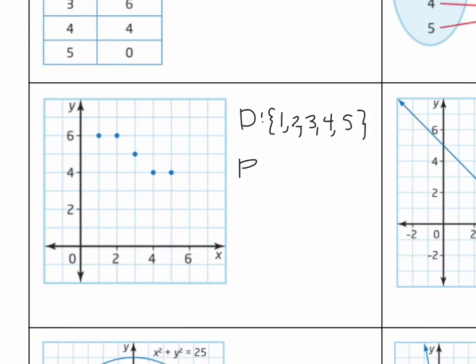And how about the range? What can y be? Start up here. What's y here? It's 6. Here it's 6 again. Here it's 5. Here it's 4. So it can only be 6, 5, and 4. So that's how I'm going to write my range. 6, 5, and 4. I'll go in ascending order.